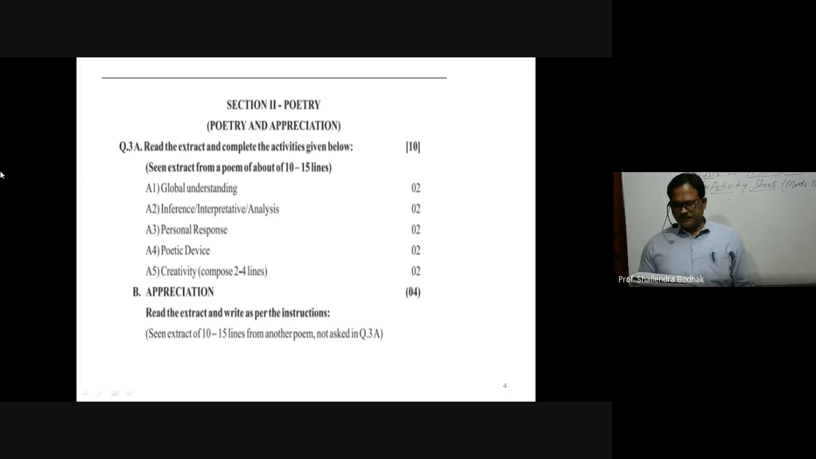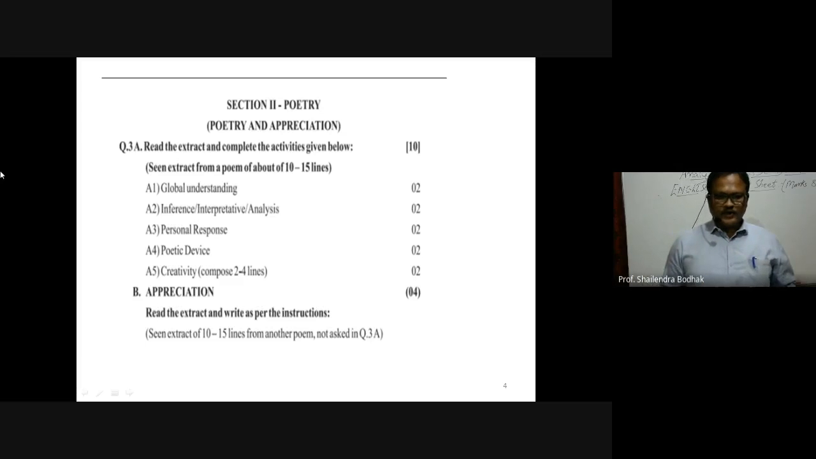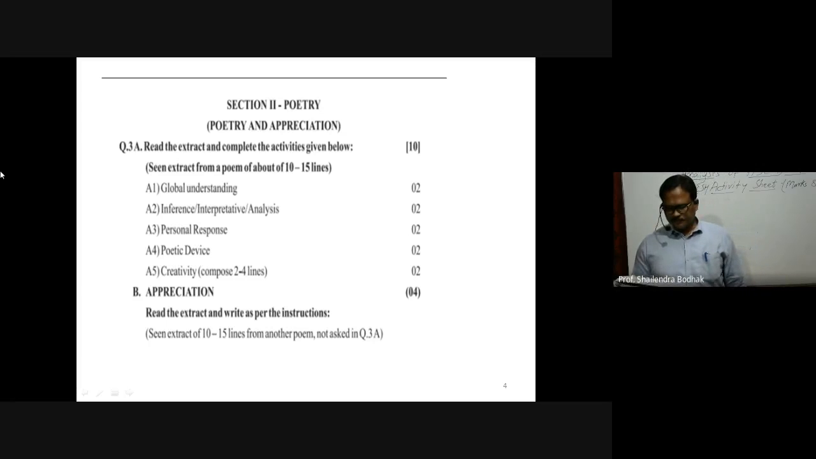Third, to accept out of the box means you are free to write these activities in your own words. Means you can go out of the box thinking. You can think out of the box. And last, to look for creative use of language. Means you have to use the language creatively. Okay, that is why there are questions like creativity, compose 2 to 4 lines, like that.